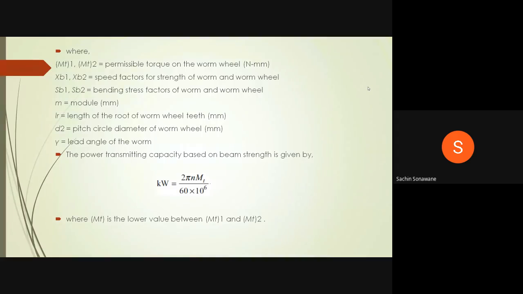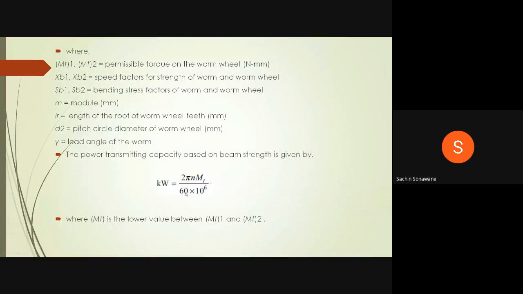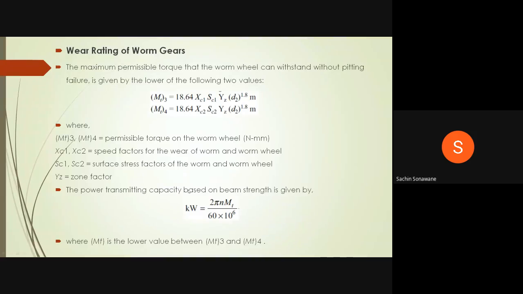The power transmitting capacity based on beam strength is given by kilowatt is equal to 2 pi n Mt divided by 16 into 10 raised to 6, where Mt is the lower value between Mt1 and Mt2. Therefore, we have to calculate Mt1 and Mt2 separately, and whichever is lower, that we have to take for calculation here. Now next, wear rating of worm gears.